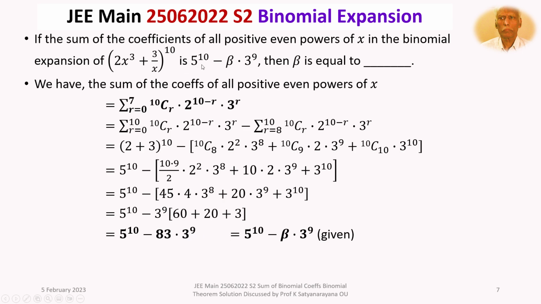But that is given in the question as 5 to the power of 10 minus beta times 3 to the power of 9. That is given. And comparing these two, we get beta is equal to 83. That is your answer for this question. So the value of beta is 83.